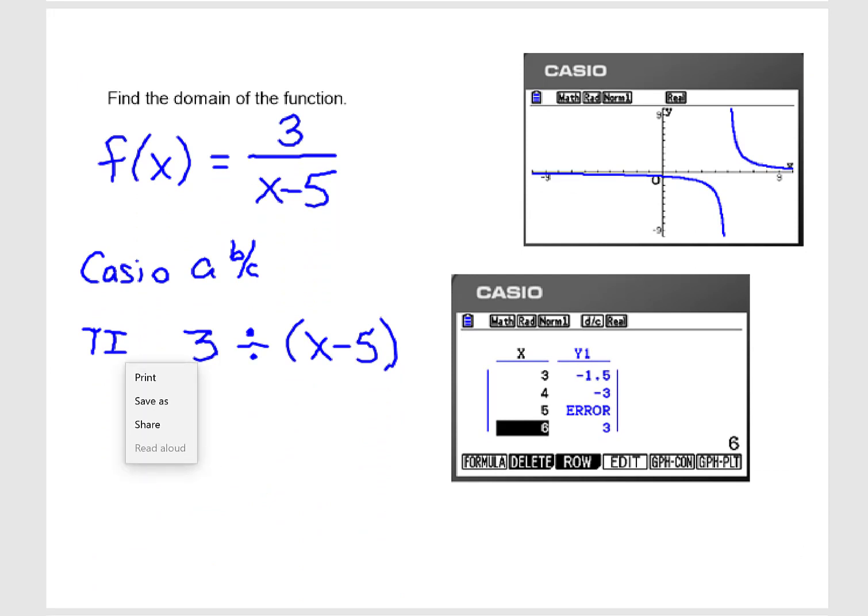Okay, so taking that into consideration, we have to look at the denominators here and say, okay, well, what is going to cause a denominator to be a 0? Because if we have a 0 in the denominator, it's undefined, right? We can't have that. It tells us to find the domain of this function. The function is f of x equals 3 over x minus 5.